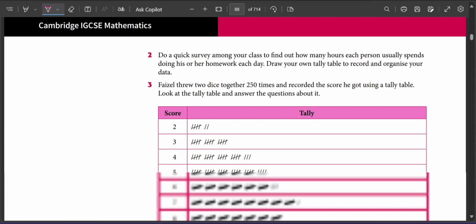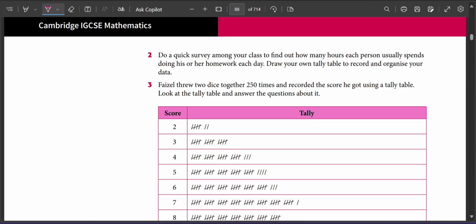For question number 2, do a quick survey among your class to find out how many hours each person usually spends doing his or her own work. Draw your own tally table to record and organize your data. So this is something where your personal things are going to come and you are going to practice it on your own. You are basically going to ask your friends how many hours they usually spend.